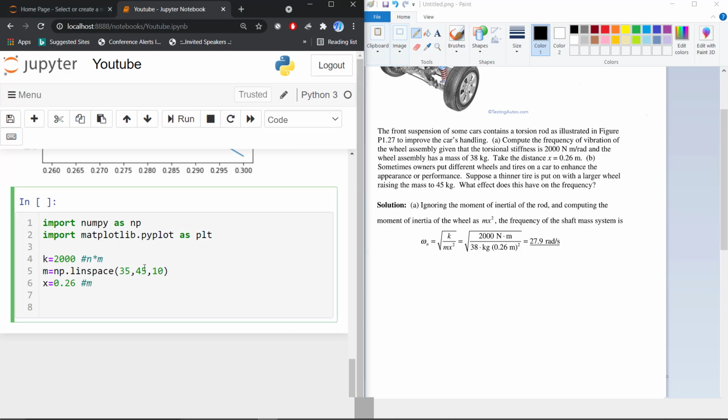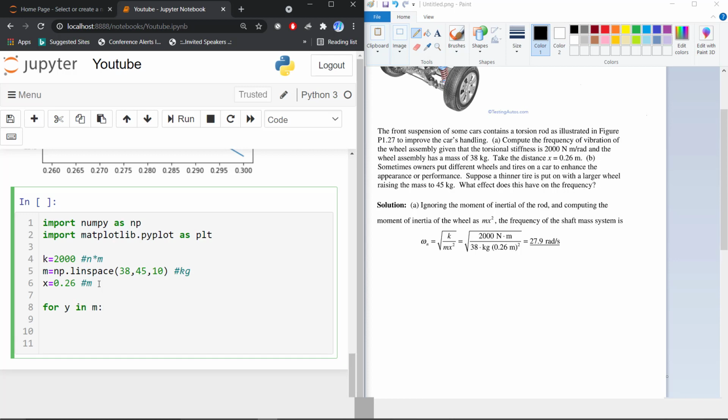I will change it to 38 kg to 45 kg in 10 divisions. Our x is 0.26 meter. Now I will run a for loop, for y in m, because x is already given. Omega is equal to the square root of k divided by m, where m is y multiplied by x square.